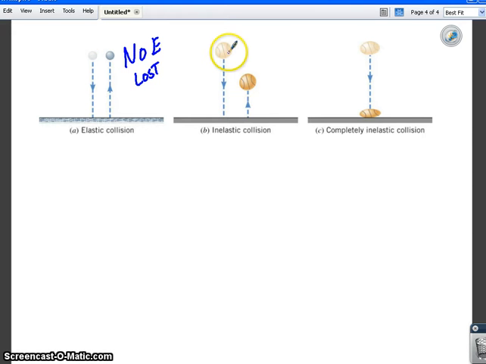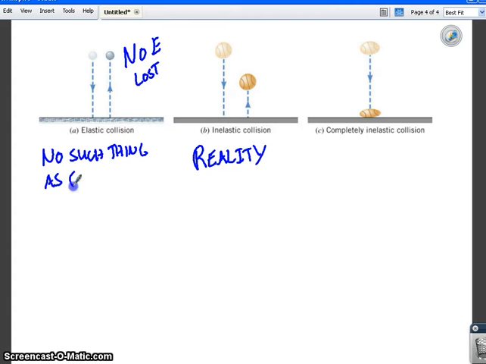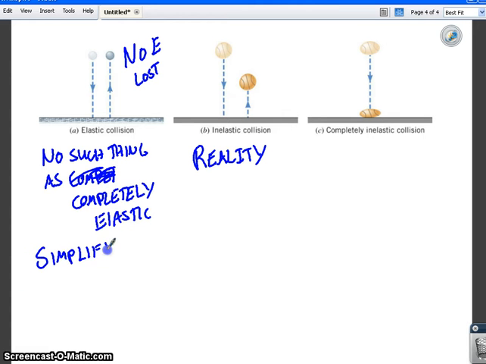In an inelastic collision, like a basketball, it's going to lose some energy. This is reality, okay? There's no such thing as completely elastic. But we talk about these basically to simplify our math a little bit, so you can get the concept, okay? Because we do have situations that are very close.